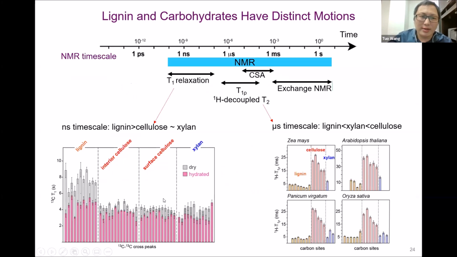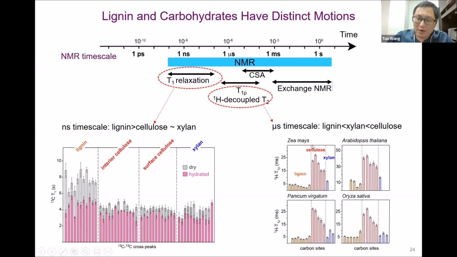Here we mainly study the nanosecond time scale motion using carbon T1 relaxation measurement, and the microsecond time scale motion by measuring proton T1 rho relaxation. The lignin clearly has the longest carbon T1 relaxation times, but the shortest proton T1 rho relaxation times. This is understandable because the rigid structure of the aromatics resists local rapid ring reorientation at the nanosecond time scale, but they can have ring flipping motion, just like in protein tyrosine and phenylalanine side chains, or collective motions of multiple aromatic rings.